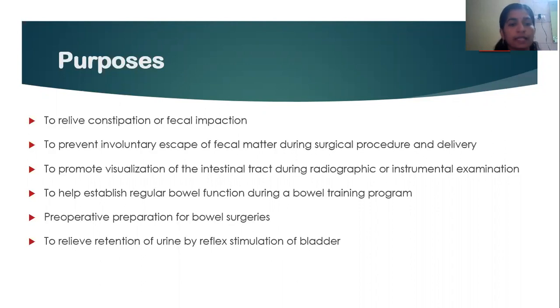Then, to help establish regular bowel function during a bowel training program. So the bowel training program is the management for long-term constipation or fecal impaction. At that time also we will use the enema procedure. And preoperative preparation: for all surgical procedures we clear the lower intestine preoperatively, especially for bowel surgeries.